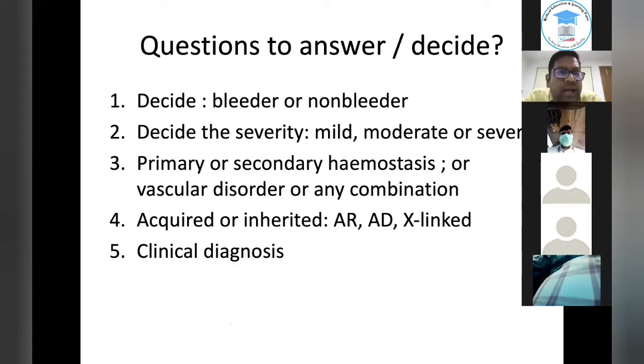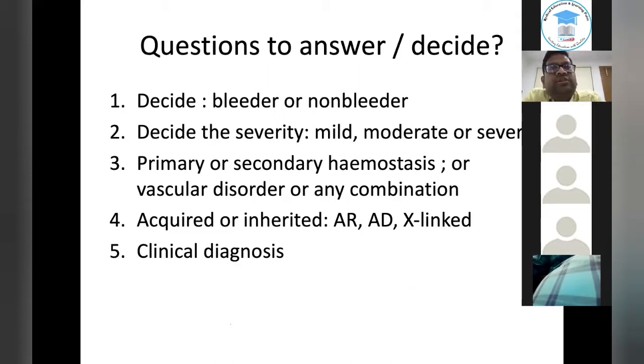Next, what type of bleeding disorder is it? Is it a primary hemostatic disorder? For your knowledge, all primary hemostatic disorders usually present with mucocutaneous bleeding. Or is it a secondary hemostatic disorder? Secondary hemostatic disorders relate to coagulation factor deficiencies. They usually present with deep bleeds, meaning joint bleeds, muscle hematoma, deep abdominal bleeds. Or is it a vascular disorder or any combination of primary and secondary hemostatic disorders?